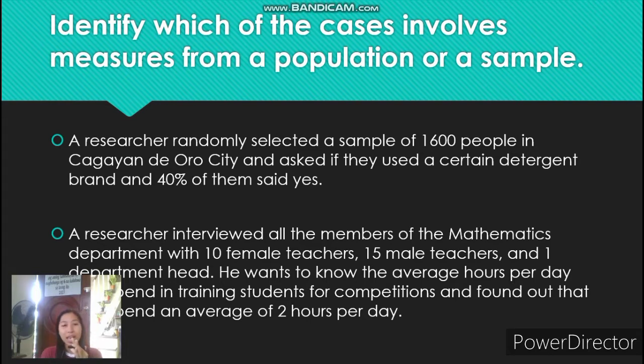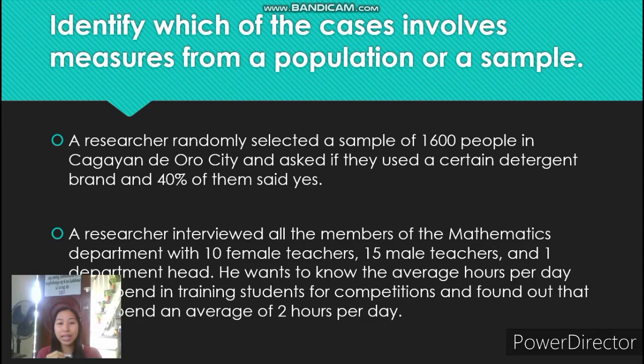That is the first case. The second case is: a researcher interviewed all the members of the mathematics department, with 10 female teachers, 15 male teachers, and 1 department head. He wants to know the average hours per day they spend in training for competition, and found out that they spend an average of 2 hours per day.